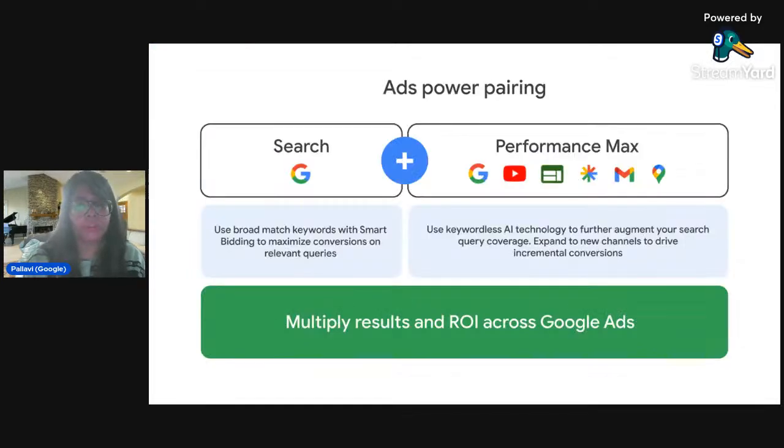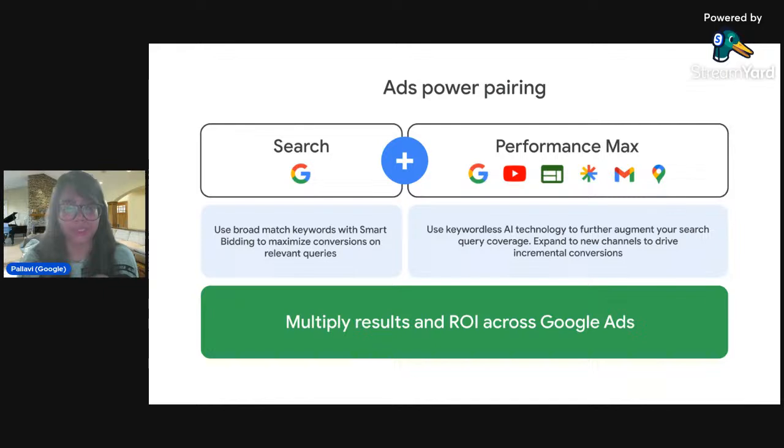Now, one of the most common questions that we have addressed a lot is how does a search campaign and a Performance Max campaign work together? One thing that we explicitly want to share with all of our practitioners today is that search and Performance Max campaigns, if run together, are a power pairing. And this combination overall will help you gain maximum options.